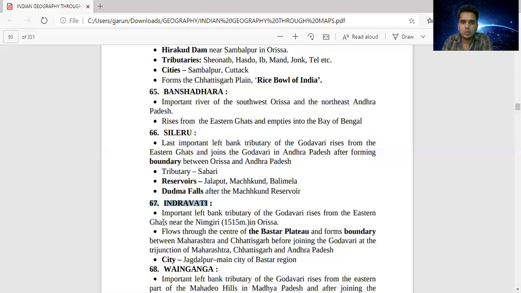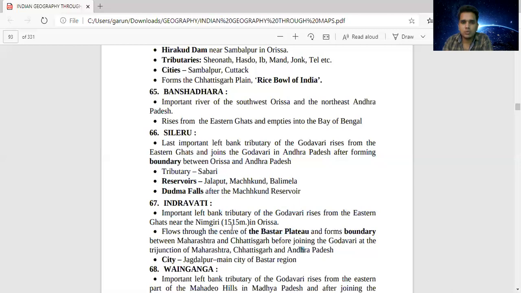Indravati, an important left-wing tributary of Godavari, rises from the Eastern Ghats near Neemgiri, 1,515 meters, in Odisha.